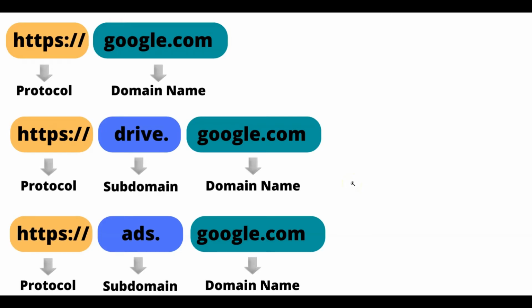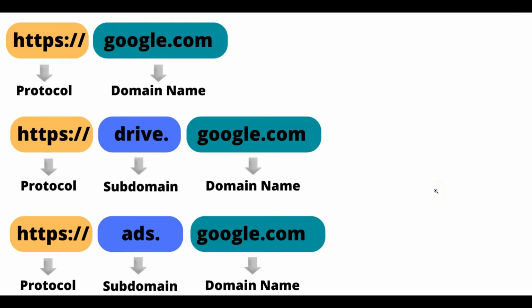Before going further, let me explain what is a domain and what is a subdomain. The first URL on the screen is https://google.com. Here, HTTPS is a protocol used by browsers to communicate with web servers. Google.com is the domain name. The domain name is the name which you register with your domain registrar like Bluehost or GoDaddy. Normally, a domain name reflects a business or a brand name.